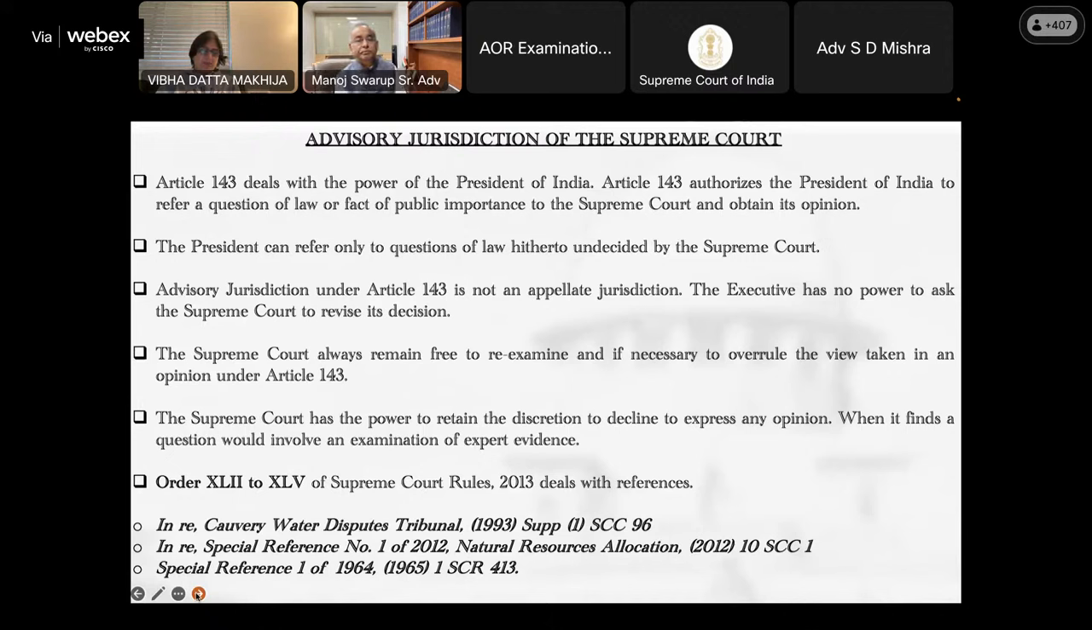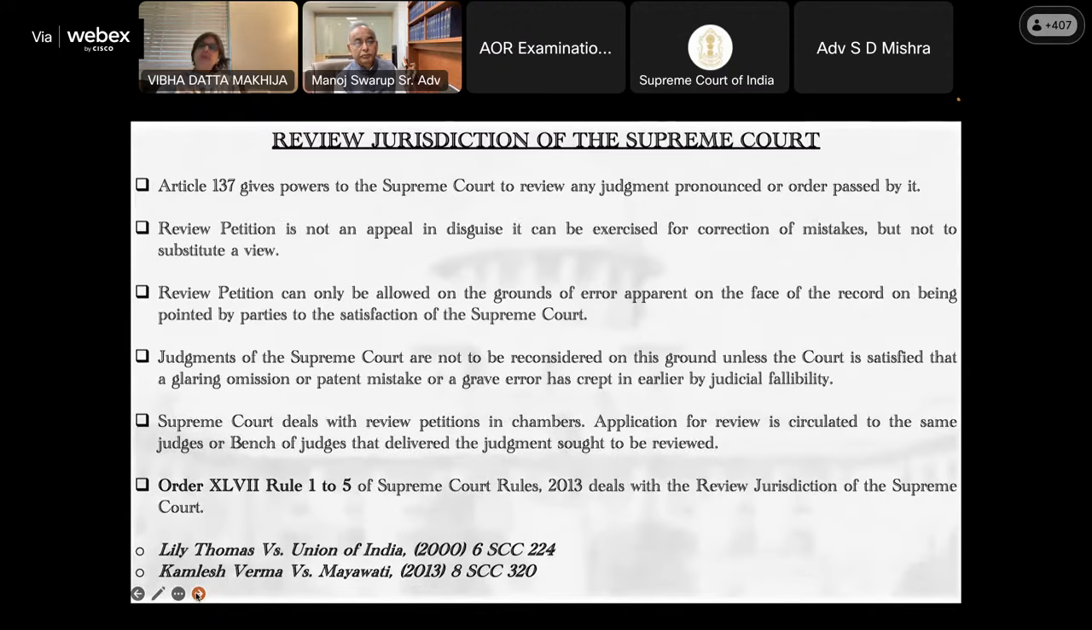So you will kindly look at what is the scope of the advisory jurisdiction and what are its restrictions. Then comes the review jurisdiction, again, something which you would be fairly familiar with practicing in the court, because when you're disappointed with the final decision, you always try to move a review and hope that the adverse decision gets revised in a review. So again, Article 136 gives the power to the Supreme Court to review its judgments.